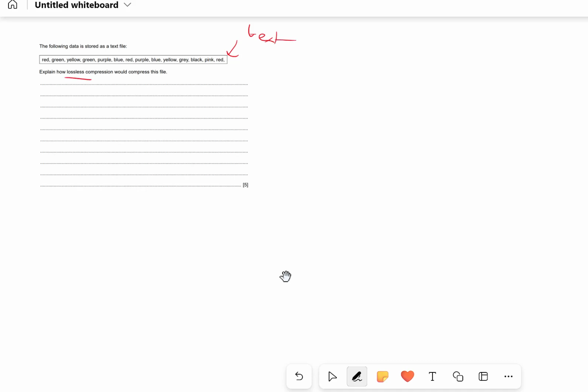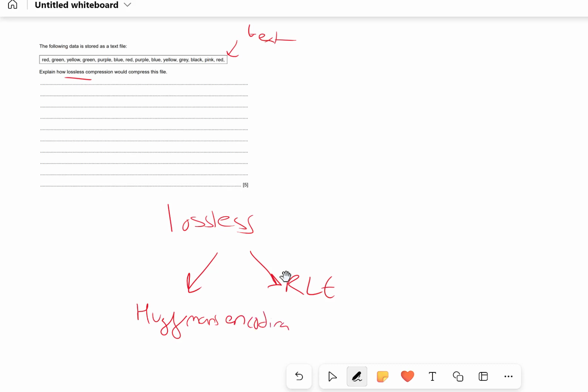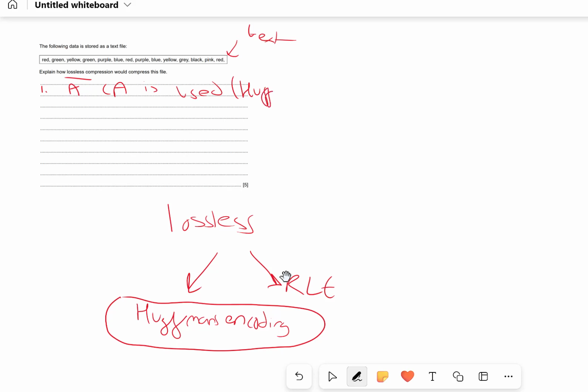It just mentions lossless. For lossless, there are 2 different types we need to know about in terms of compression algorithms. We need to know about run-length encoding, so RLE for run-length encoding. And we also need to know about Huffman's Encoding. So this is what we're going to be talking about now, Huffman's Encoding. This is what we use for text. So I'm going to say a CA is used, as always. I'm going to put in brackets Huffman's.